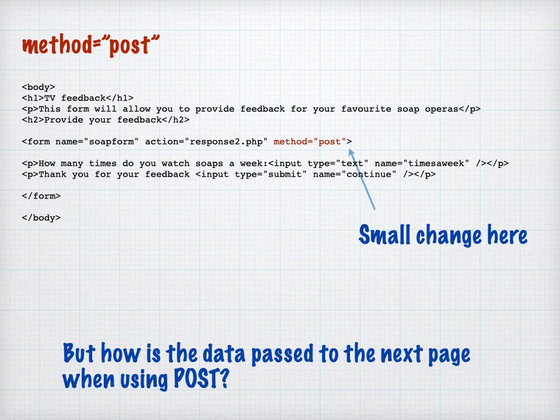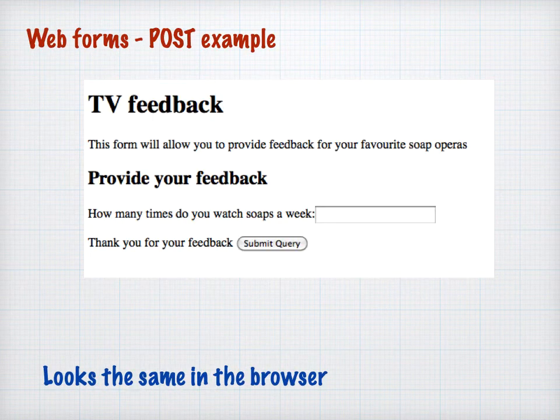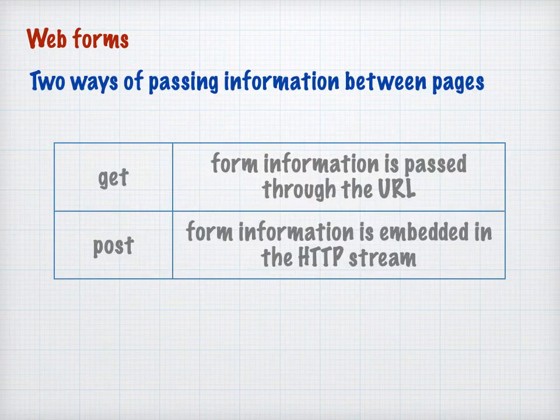Before it said method equals get, this time it says method equals post. And what we're doing is we're sending a signal to the browser and the server that we're going to be transmitting information around using this different mechanism. Now, to all intents and purposes, this looks exactly the same in the web browser. So if you look at the form, you'll see it looks the same. But what's actually happening here is that information is passed between the pages in a different way.